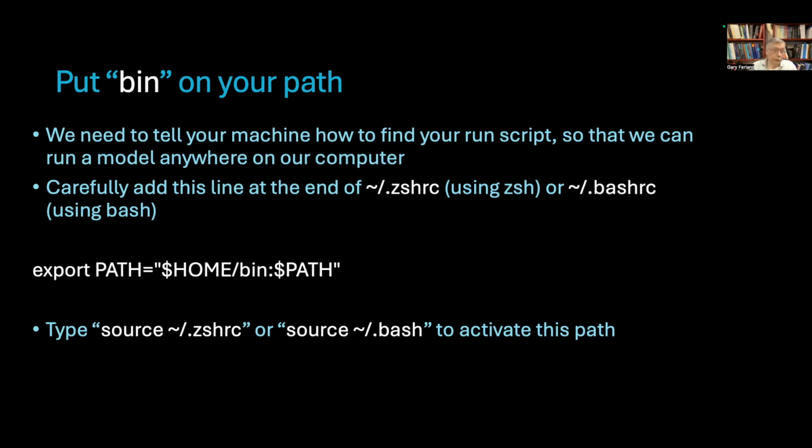In both cases, what you want to do is carefully add this export line to the very end of the RC file. What this does is take the path where the computer is going to look, and modify the path by putting at the front of the path the bin directory, the home directory of bin. The colon path means then put in the rest of the path. So the bin directory will be the first place the operating system looks.